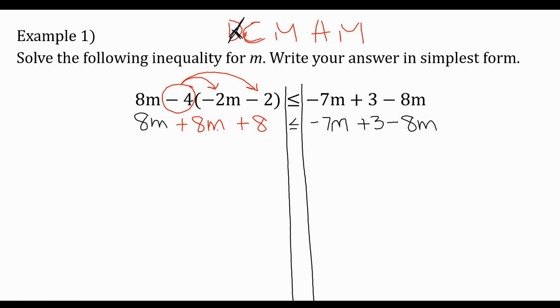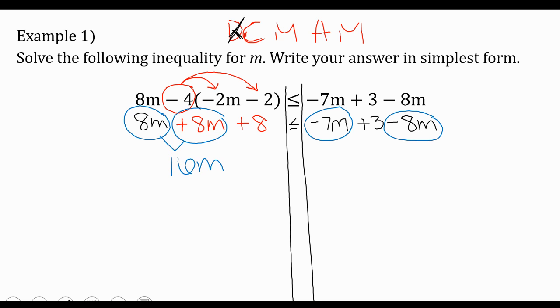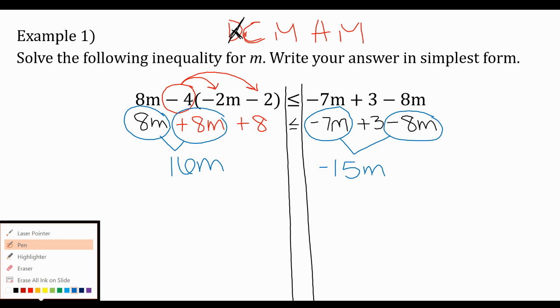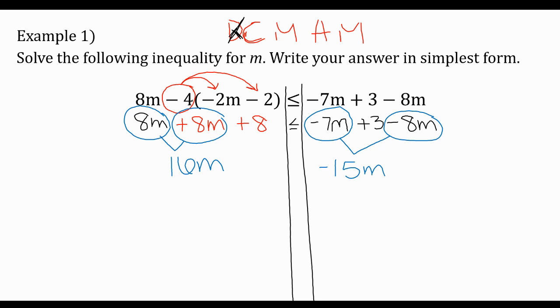So on this side, we have this 8m and this 8m. We're going to combine those. And when we combine those, we get 16m. And then on this side, we have this -7. And then we have this -8. And when we combine that, we get -15. Remember, do not combine these two because we have that equal sign in the middle. You can't cross those train tracks. So only combine them when they're on the same side. I'm going to bring down that +8, our inequality symbol, and then I'm going to bring down that +3.